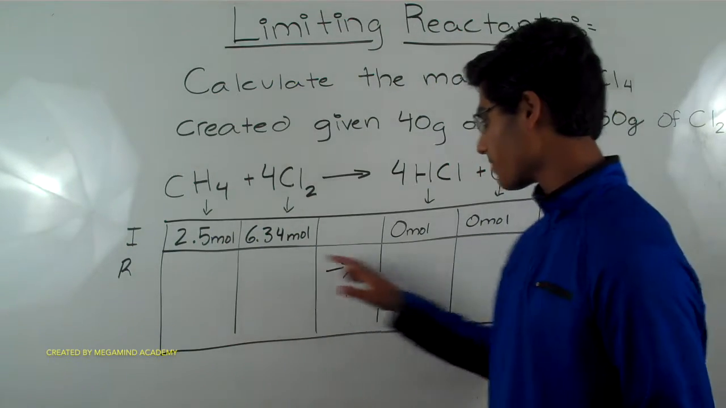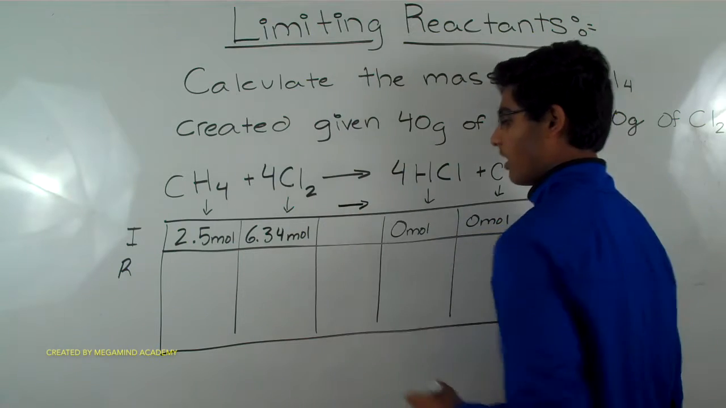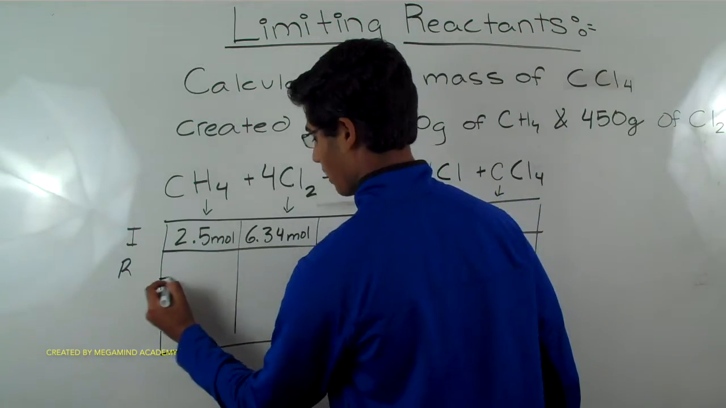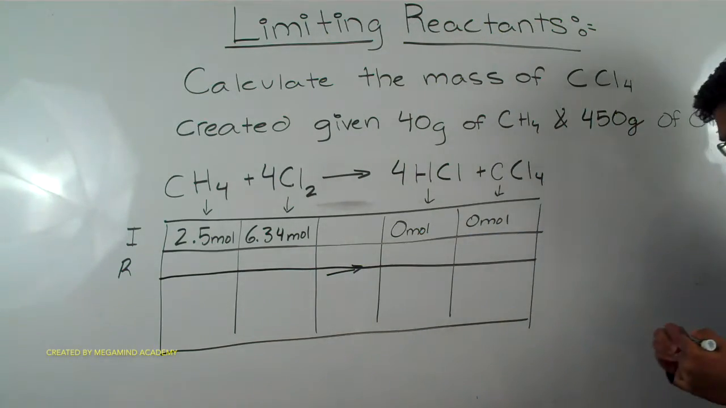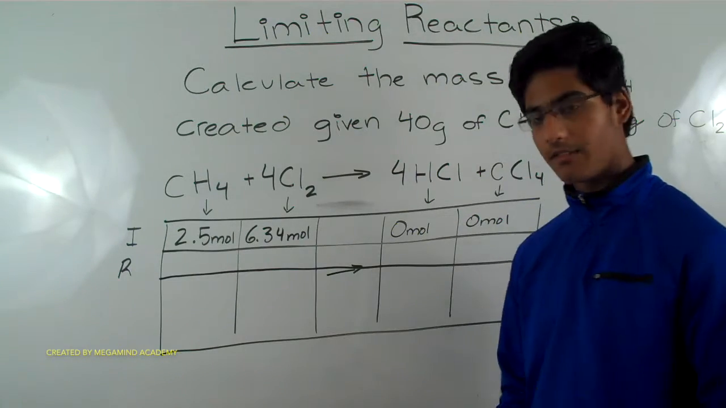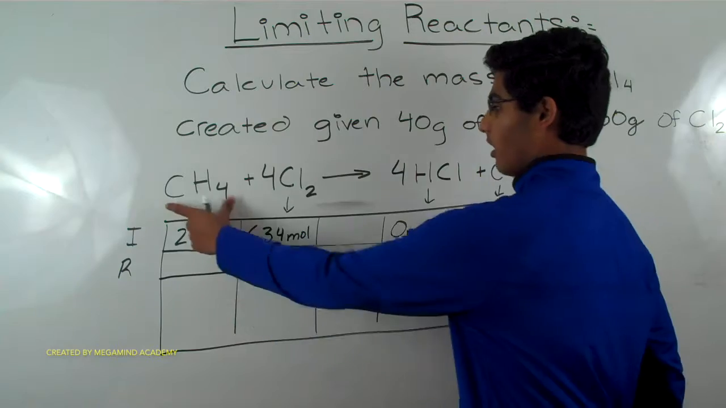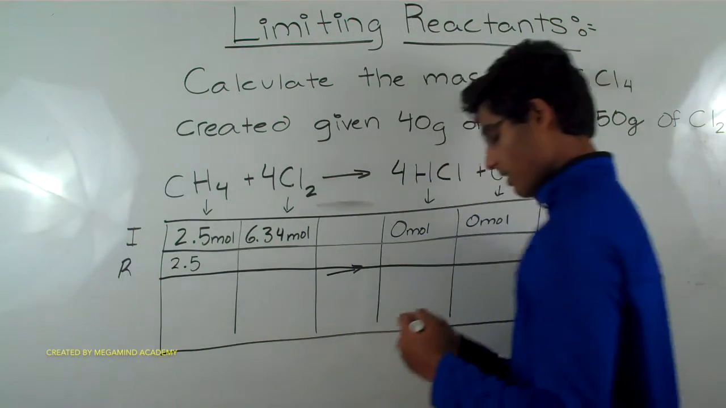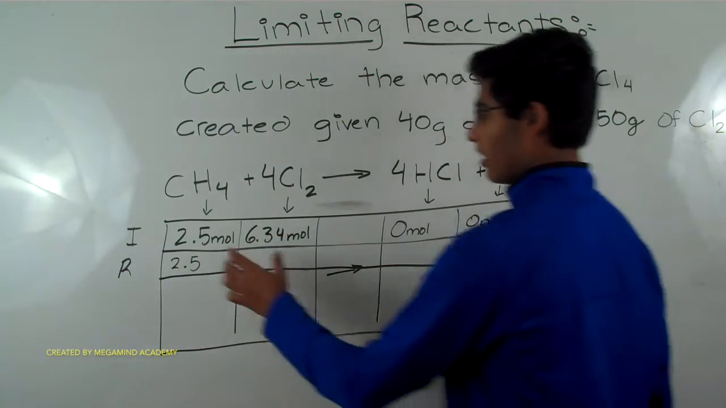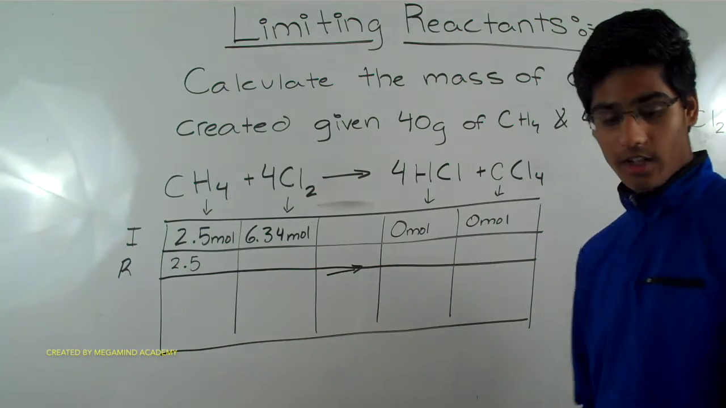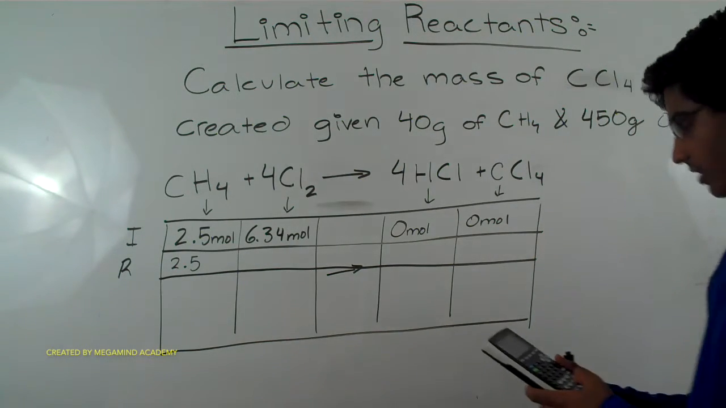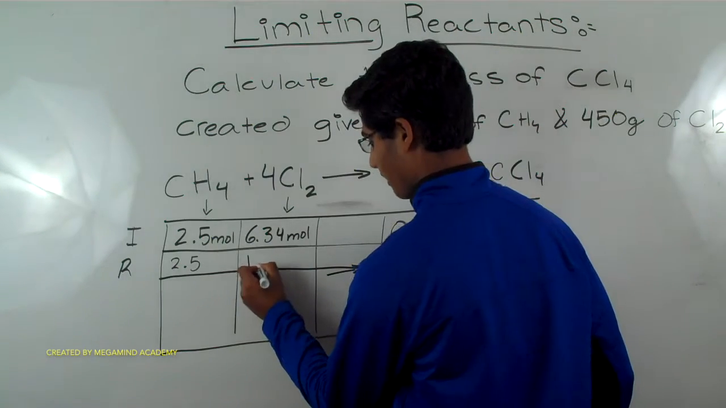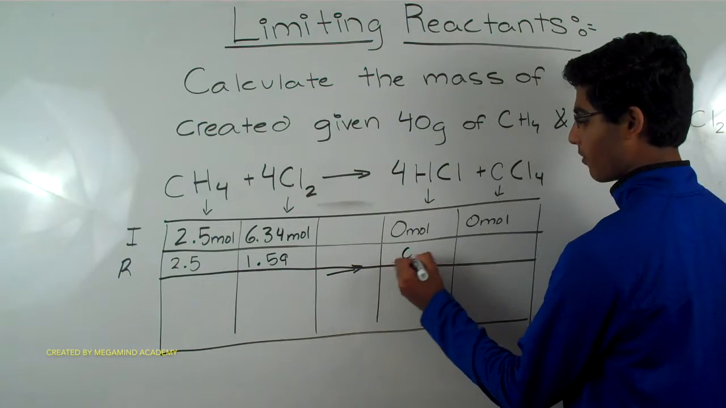What I put in this next row is the number of moles that we have of each element divided by the coefficient of this term here. So we have 2.5 divided by 1, which is 2.5. And once again, we're just dividing the number of moles that we have by its coefficient, and we'll figure out why we need that in 30 seconds. So we have 6.34 divided by 4 to get approximately 1.59. And then 0 divided by 4 is 0, and 0 divided by 1 is 0.